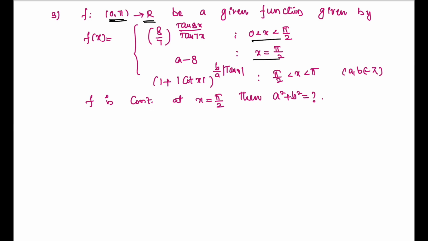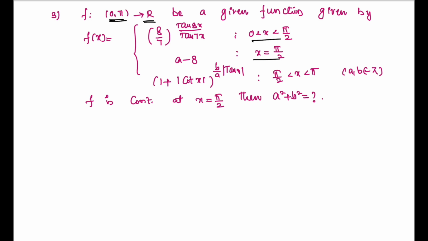If it is continuous at x equal to pi by 2, left hand limit should be equal to right hand limit. Why are we talking about left hand limit and right hand limit? Because continuity is about pi by 2, but to the left of pi by 2 the function is different, and to the right of pi by 2 the function is different. So whenever the function behaves differently to the left and right of a point, we have to find the left limit and right limit separately. But he says that it is continuous, so left limit should be equal to right limit.